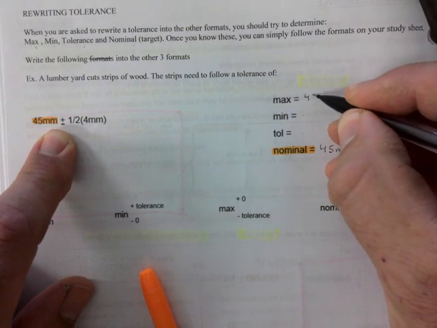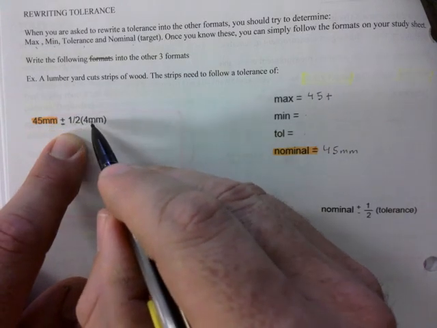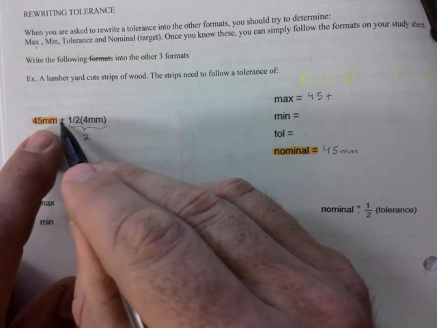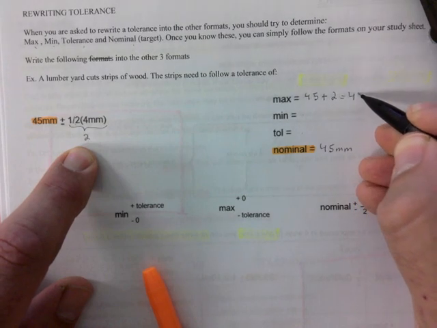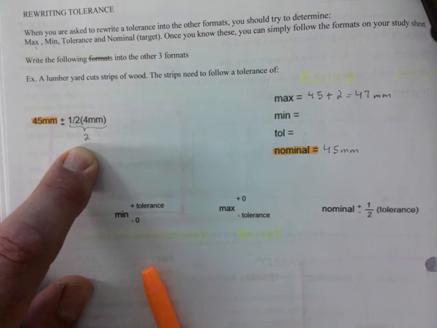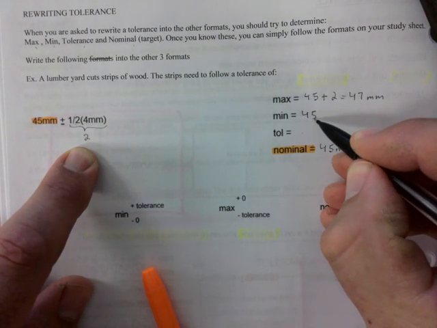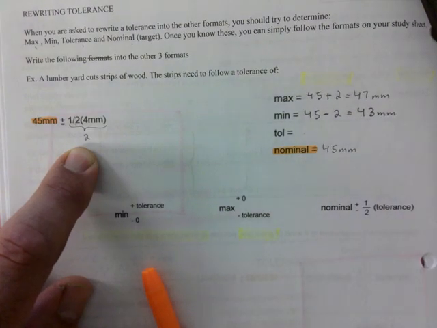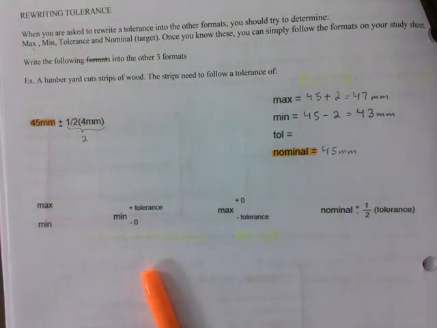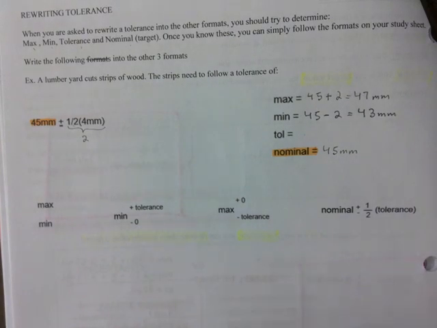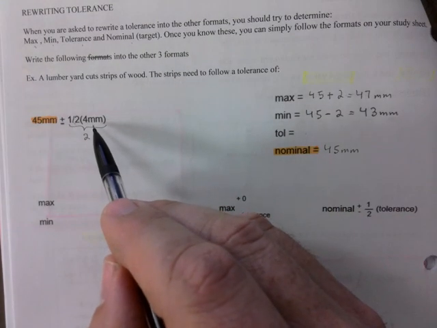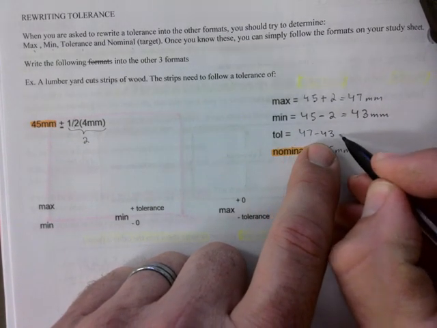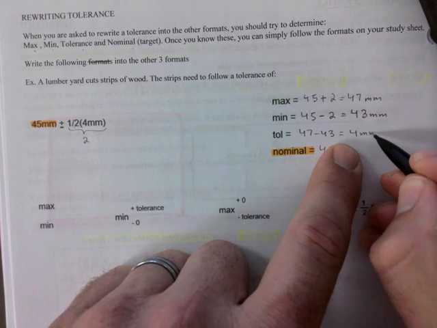So I'm going to go 45 plus. You need to do a little bit of mental math here, but you can use your calculator. What's half of 4? It's two, right? So basically to get your max, you're going to go 45 plus two. So that's the greatest measurement. The strip can be up to 47 millimeters and the minimum would be 45 minus two. So that is 43 millimeters. Do not round in this unit, okay? If it's some weird three decimal number, you go with it. And how do I find my tolerance? It is in here, right? But just to be safe, just go max minus min. Okay, 47 minus 43. And that is four, you guessed it, 4 millimeters.